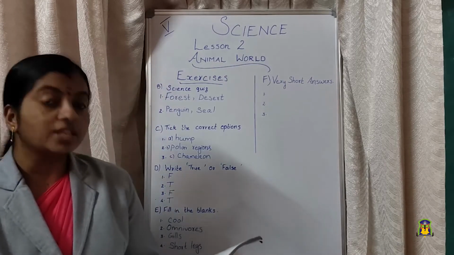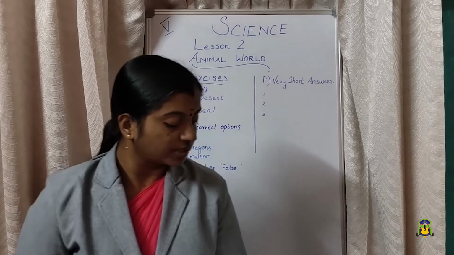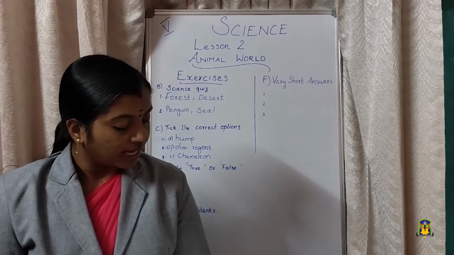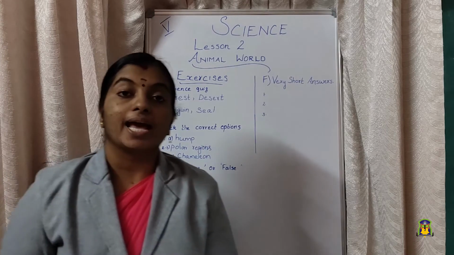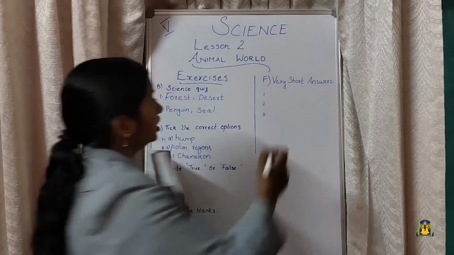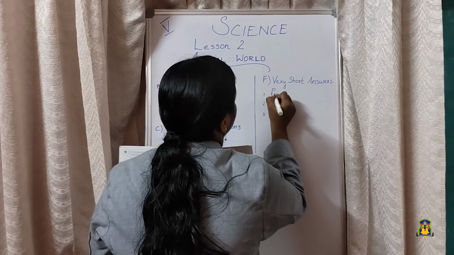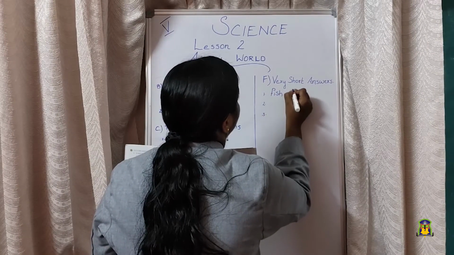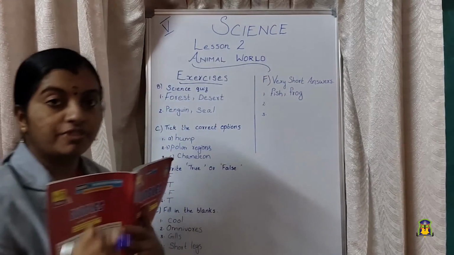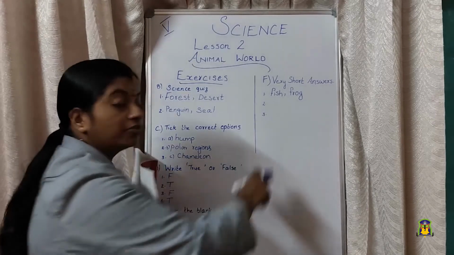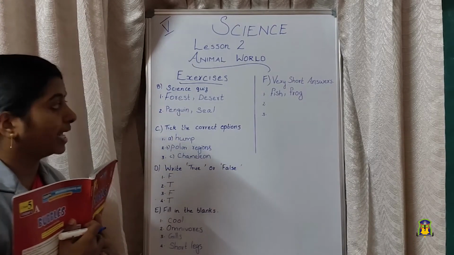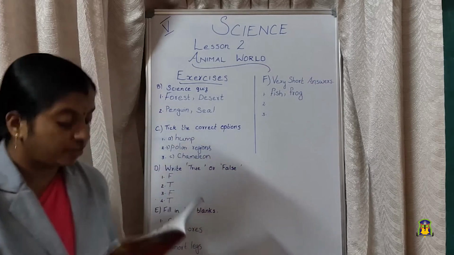Next, very short answer questions. The next set of questions are very short answer questions. Name any two freshwater animals. Can I name two freshwater animals? Yes. Fish, then frog. Fish and frog are examples of two freshwater animals. They are a fish and a frog.